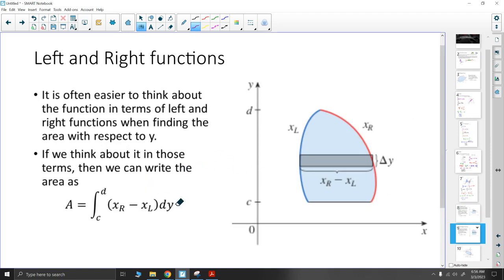And this actually is a lot easier to describe in those terms. So rather than thinking about it as uppers and lowers here, we're thinking our right function and our left function. And notice we're integrating with respect to y. So we need to write these two equations, right and left, in terms of y as well. So this is how I think about it rather than in terms of g of y and f of y or whatever.